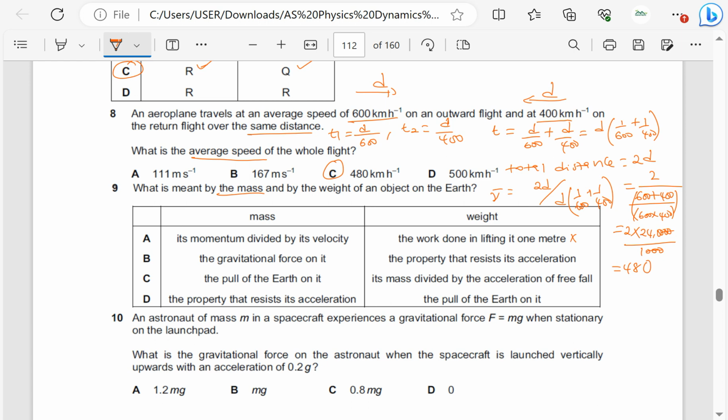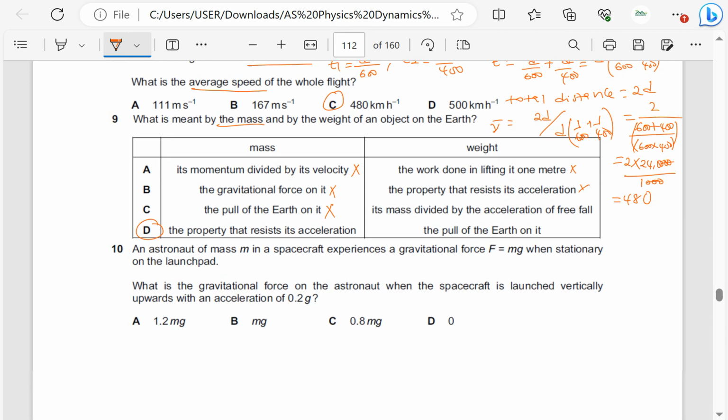Weight is the work done? That's not true. Weight is the property that resists acceleration? That's not true. Weight is mass divided by the acceleration of free fall? That's not true. Mass is momentum divided by velocity? That doesn't define it. Mass is the force of gravity, which is not true. Mass is the pull of the earth, which is not true. So the answer is going to be D: mass, the property that resists acceleration, and weight is the pull of the earth on it.